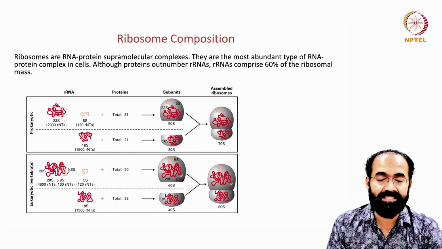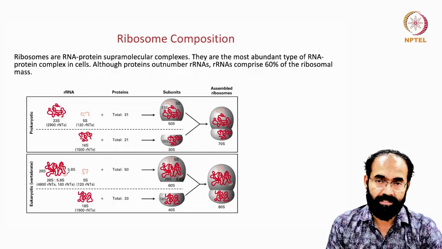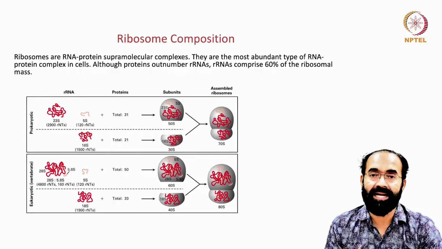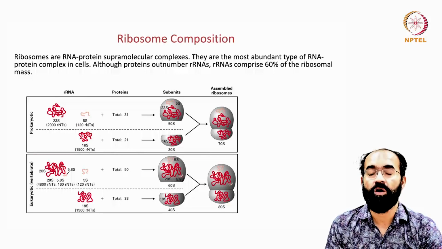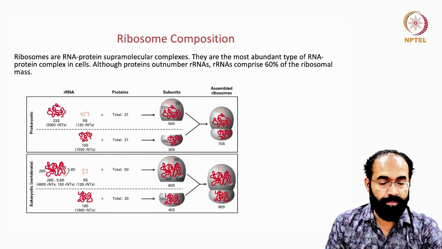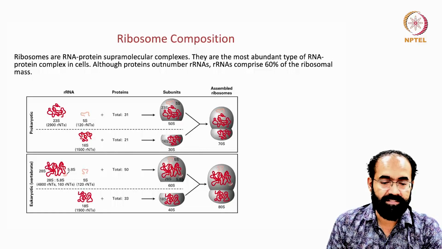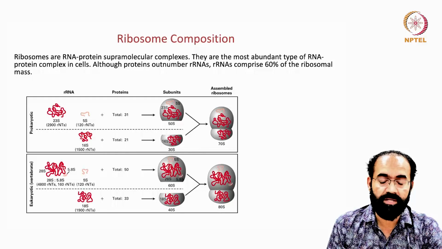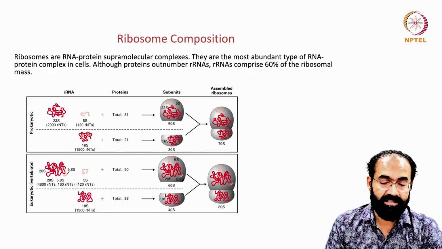ribosomal RNA comprises 60% of the ribosomal mass because that constitutes the active or functional component of the ribosomes. You can see here, in both prokaryotes and eukaryotes, the different types of ribosomal RNA, 23S, 5S, 16S, and also around 31 different proteins, and it constitutes the larger subunit and then the smaller subunit, 16S ribosomal RNA and 21 different types of proteins constitute the smaller subunit, and that will assemble together to become the 70S ribosome.